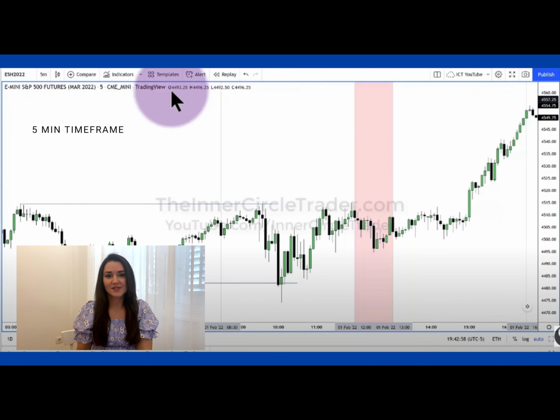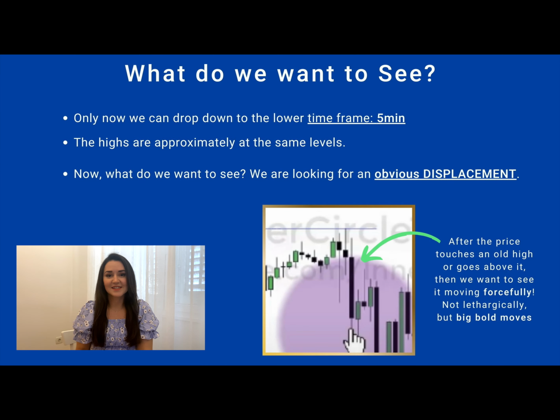Here on the 5 minutes, we're going to be searching for obvious displacement. And what even is a displacement in price? Well, ICT gives us a comparison and tells us, think about a swimming pool. And now imagine a huge elephant jumping in that swimming pool. How is the water going to react? It's going to jump all out, it's going to be everywhere, it's going to make a big splash, right? This is what we are looking for in the graph, in the price behavior.